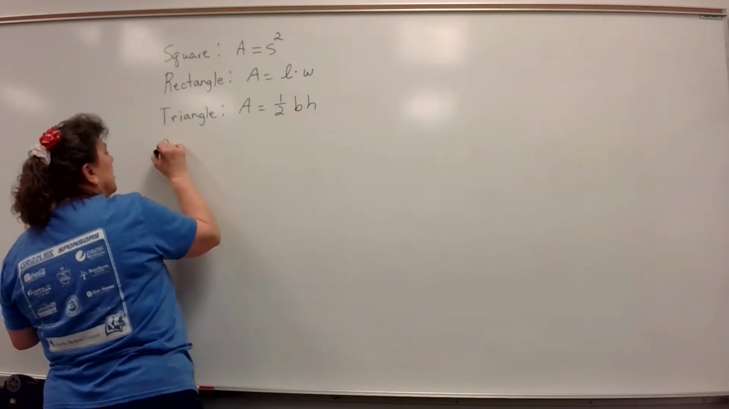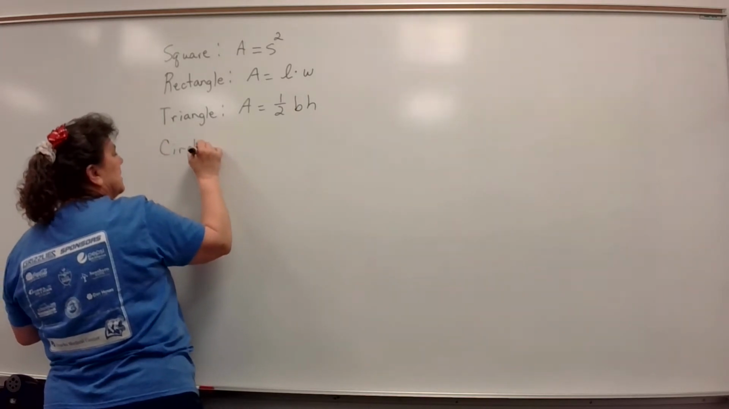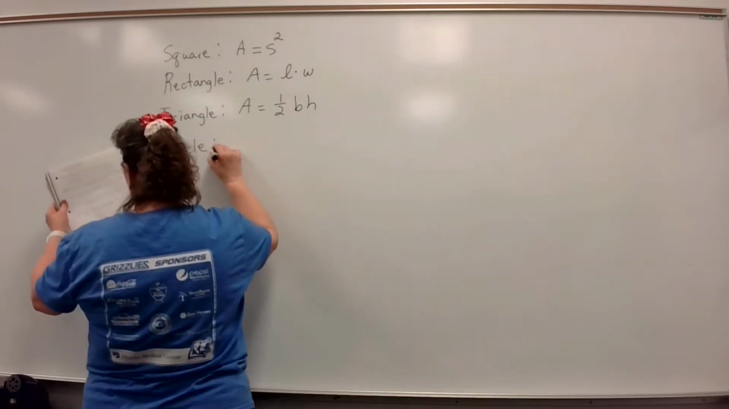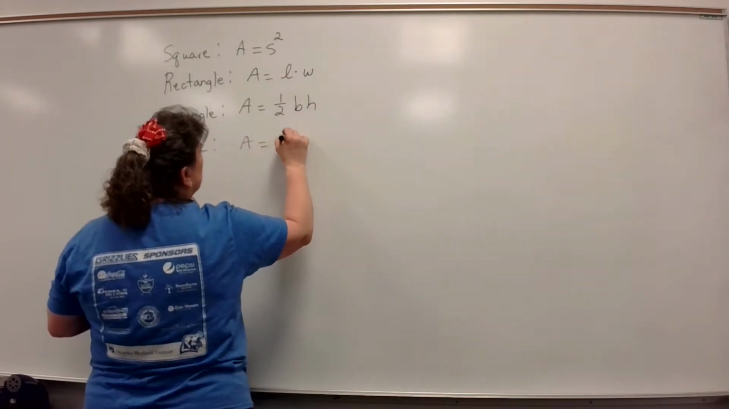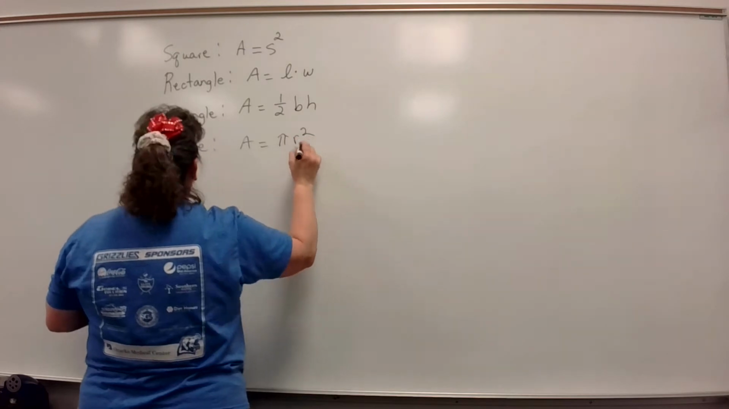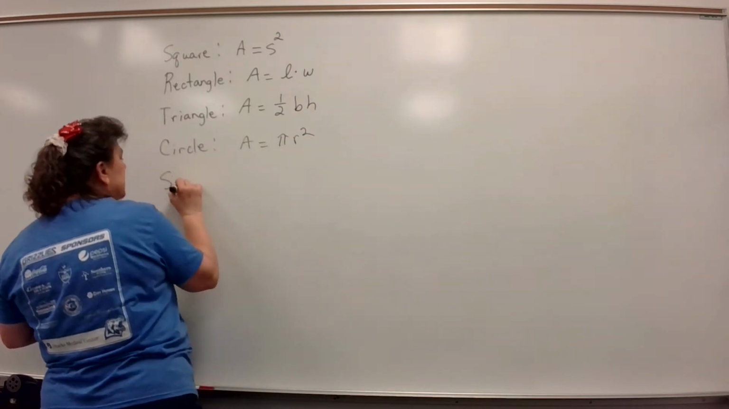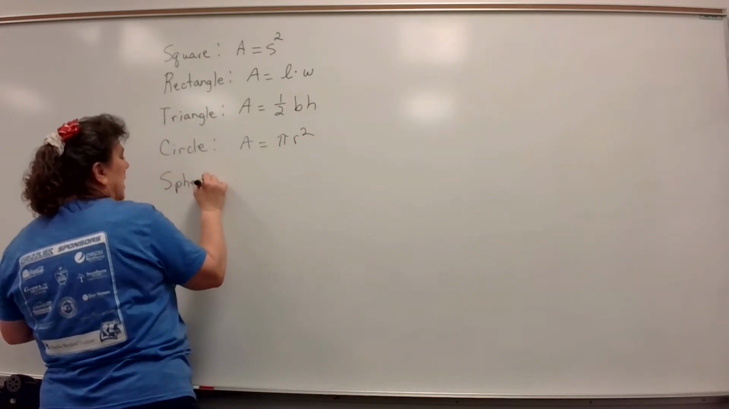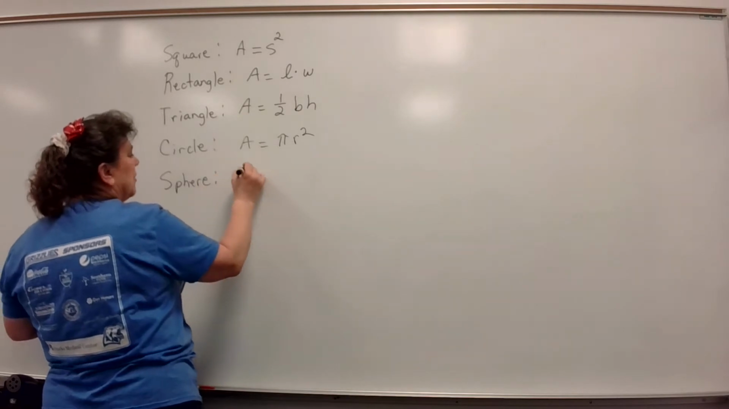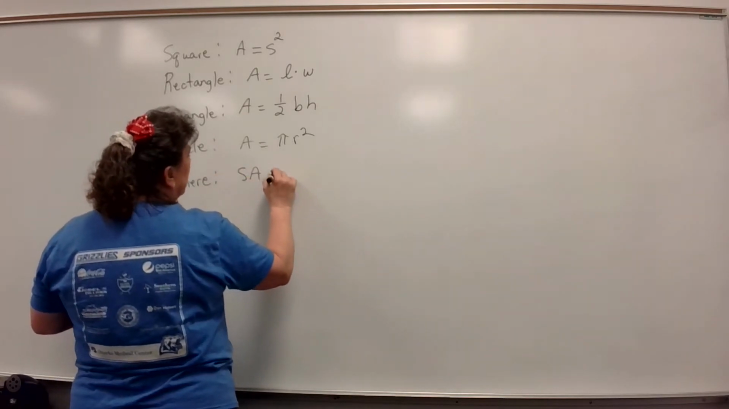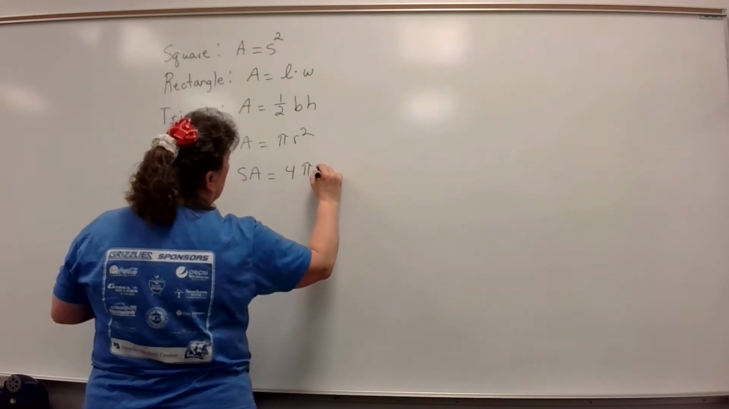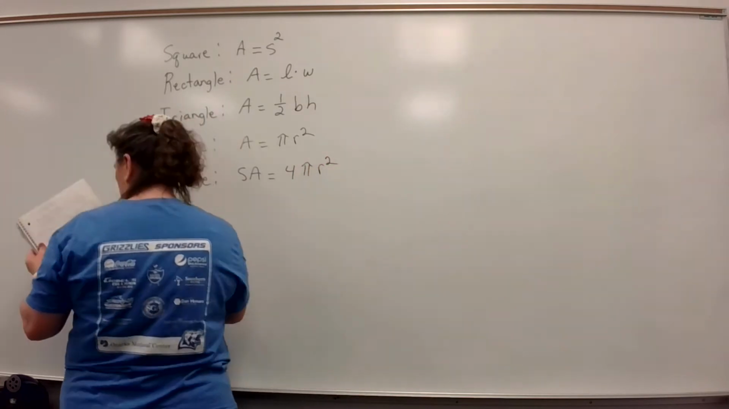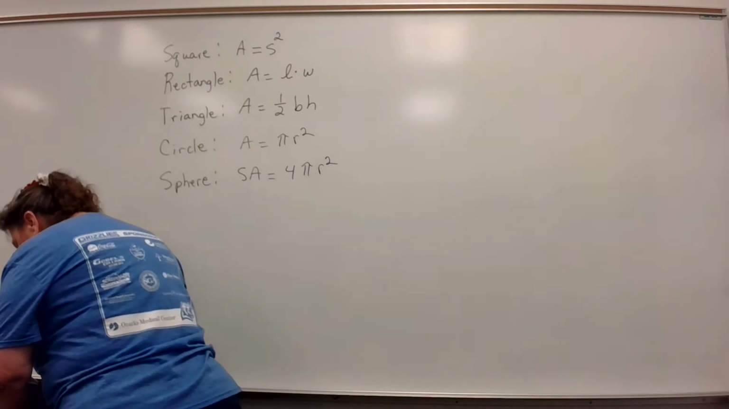And the area of a circle, which is going to be very important here, is area is equal to pi r squared. Now the last one is a sphere. And the surface area of a sphere is equal to 4 pi r squared. That's a very specific formula.